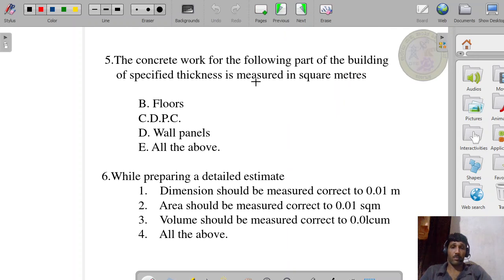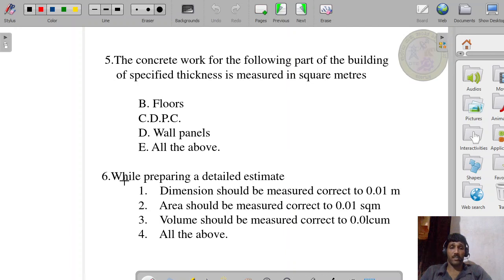Next, question number 5. The concrete work for the following parts of the building of a specified thickness is measured in meter square. In which case do we measure in meter square? Floors, damp proof course, wall panels, or all the above. All the above is the correct answer, because floors are measured in meter square, damp proof course is also in meter square, and wall panels are also in meter square.